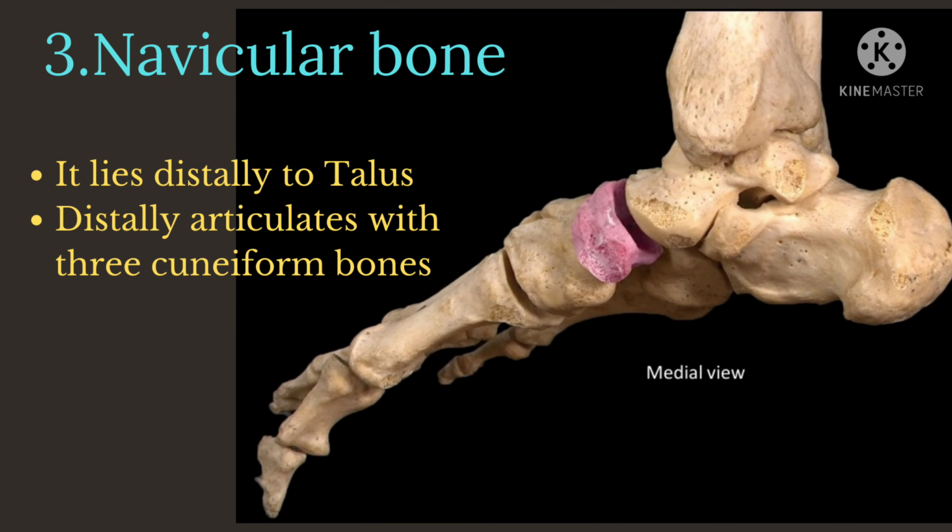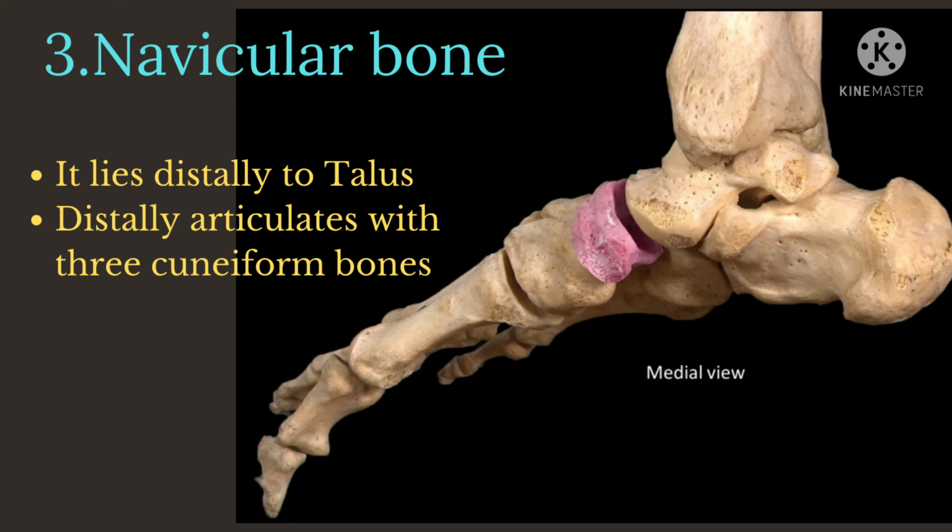Let us start with the third bone, that is the navicular bone. Why is it called navicular? Navicular means boat shaped. This navicular bone is the shape of a boat, and that is why this bone is called the navicular bone. The navicular bone lies distal to the talus.